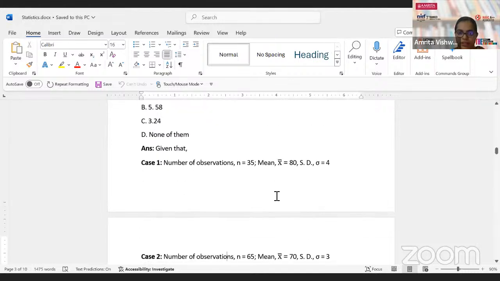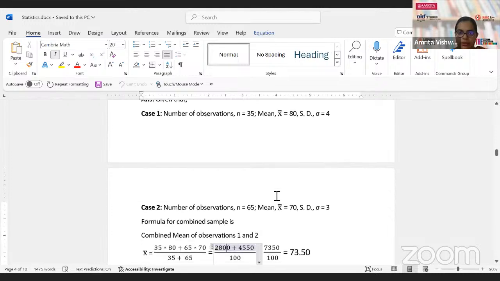So I've just written the data given in this question. So I have 2 cases. In case 1, the number of observations, the value of n, is 35, the mean x bar is given as 80, and the standard deviation sigma is given as 4.